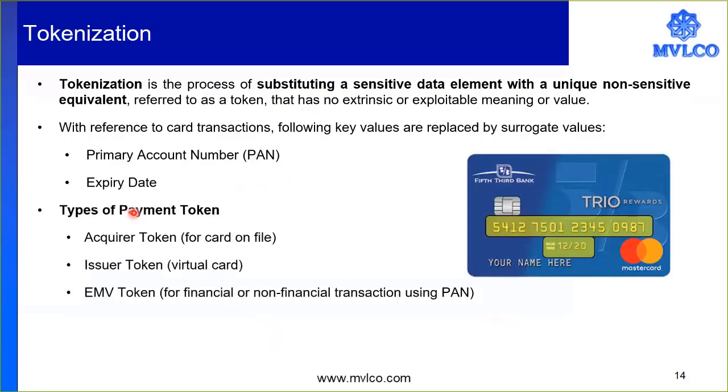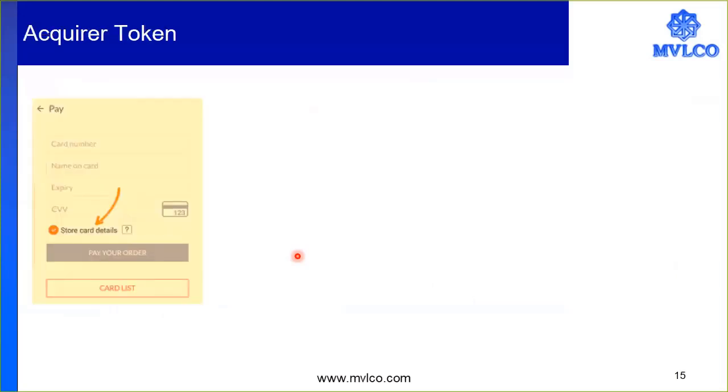So as I said, these tokens could be of three types. One is your acquirer token for card on file. The second is issuer token for virtual card, and we will discuss both of them in brief. And then we would deep dive in EMV token or payment token. Alright, so the first two are typically called security tokens. Let us discuss what is this acquirer token.